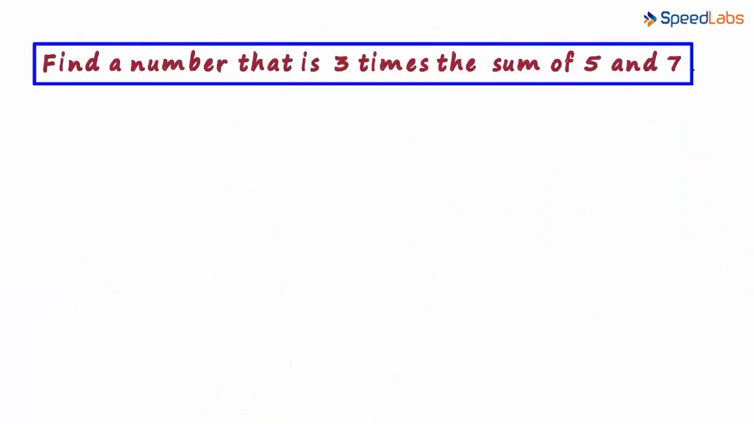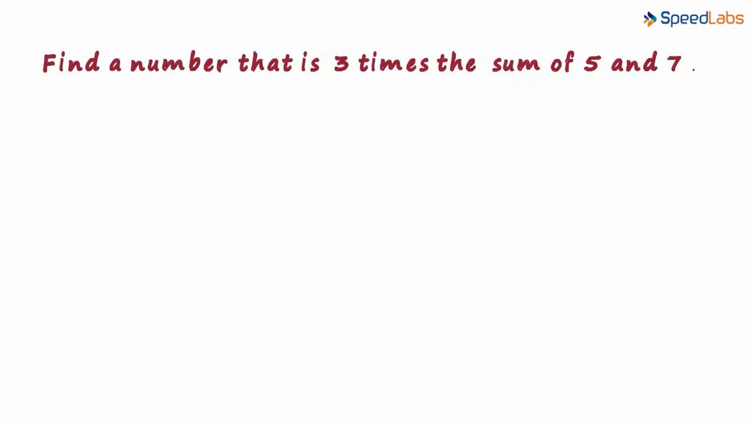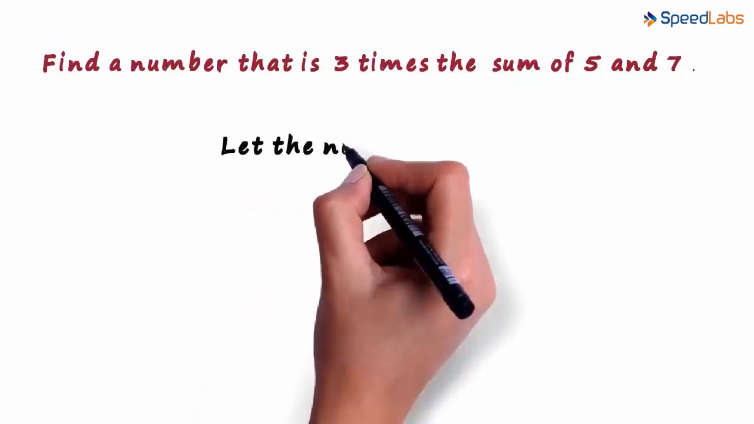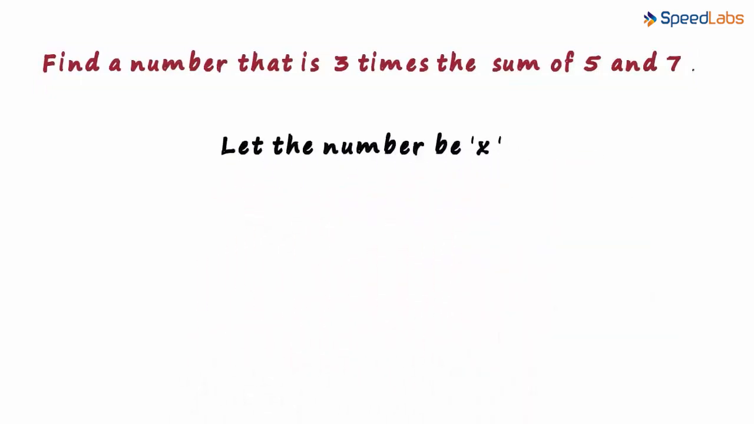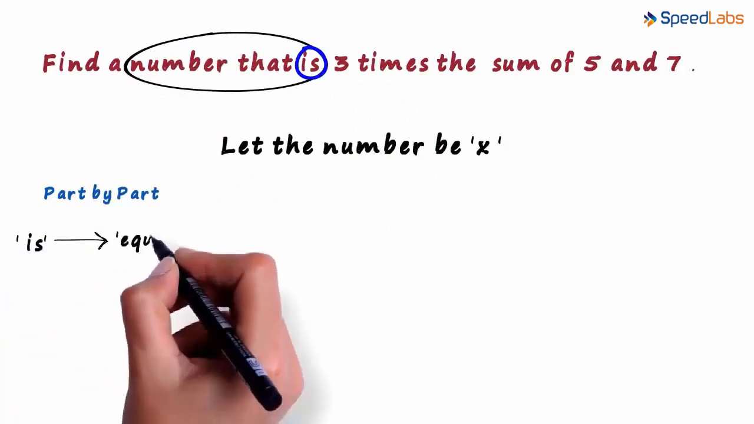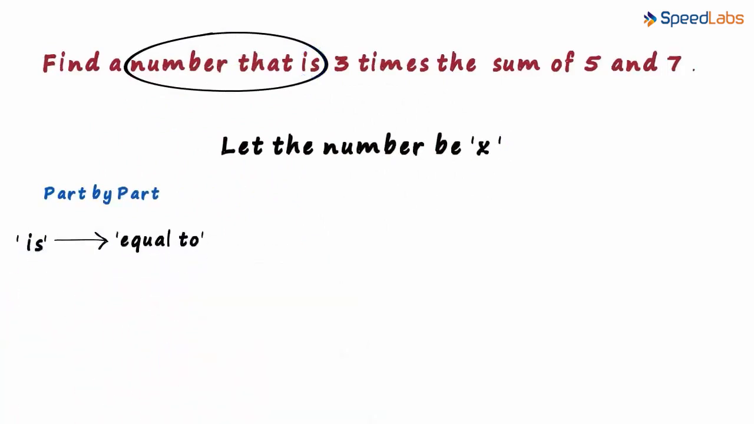Find a number that is 3 times the sum of 5 and 7. We have to find some number. Let that number be x. Now we follow a part-by-part approach. A number is x, and the word is always means equal to. So the words the number that is can be written as x equal to.